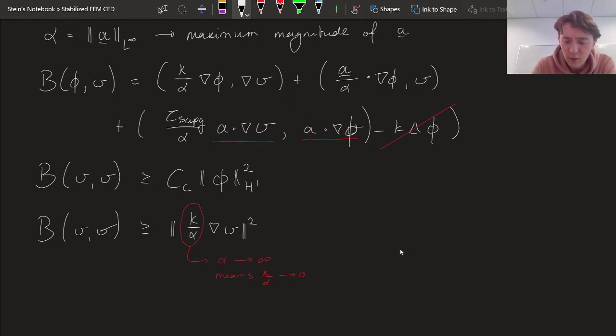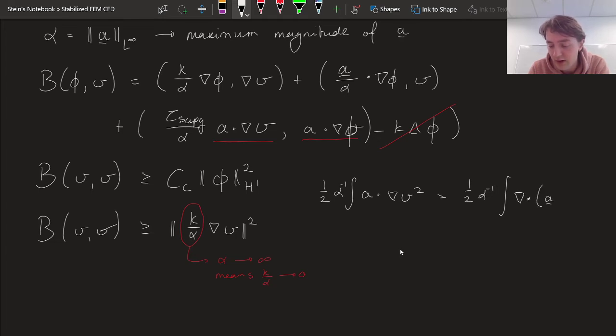But the basic idea was that if we substitute the same function in this integral, well, what do you get? You get alpha inverse times A dot gradient v times v. Well, you can actually rewrite this as the gradient of v squared with a half up front. That's a chain rule. And now you can also apply the chain rule again. And you would get that this is going to be the same thing as half alpha inverse times the divergence of A v squared. And now we would do the divergence theorem.